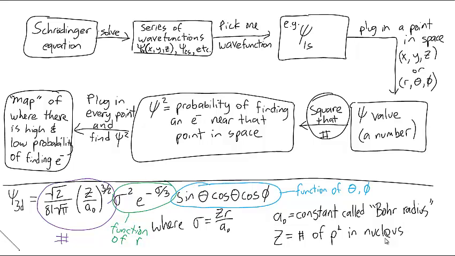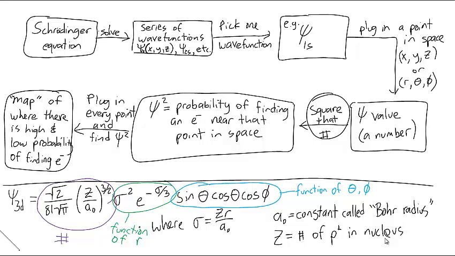We have this equation we call the Schrodinger equation. It's a mathematical thing. I understood it once in my life. I don't understand it anymore. But I trust that it can be solved, and someone else has solved it for us. And when they solve it, they get this series of what they call wave functions.